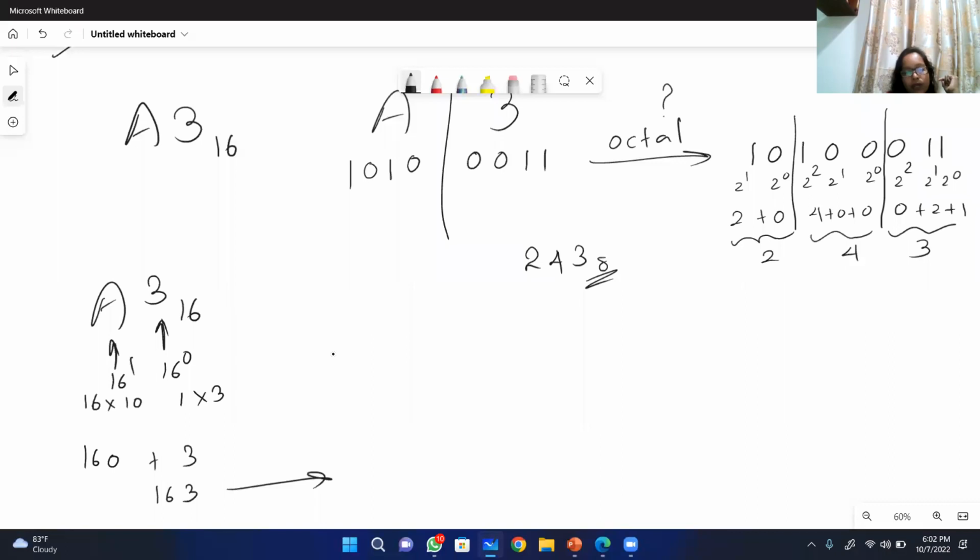So in order to convert this one into octal, decimal to octal, we have to divide the given decimal number by 8.